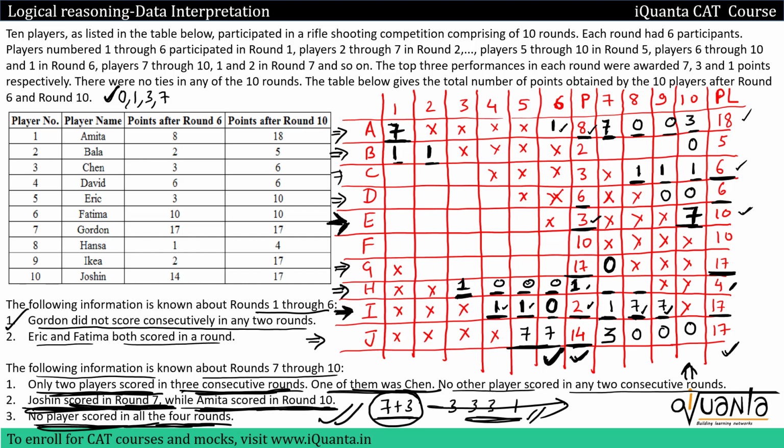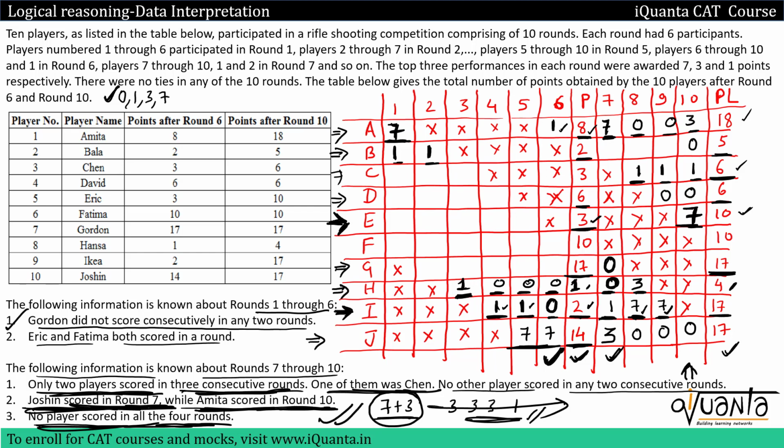Can we give him 3 points in round 7? No, because already J is scoring 3 points in round 7. So he will get 3 points in round 8. So 3 will be written over here, 0 will be written over here. Then if we come to B over here, we know that total score of B till round 6 was 2, but in round 10 it becomes 5. So he scored 3 more points in round 7, 8, 9.